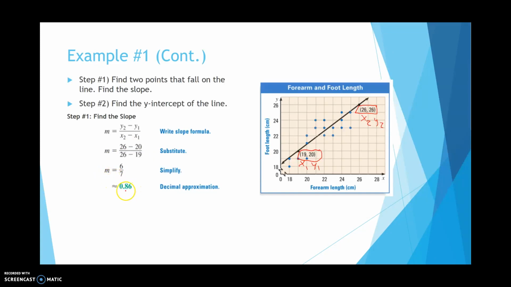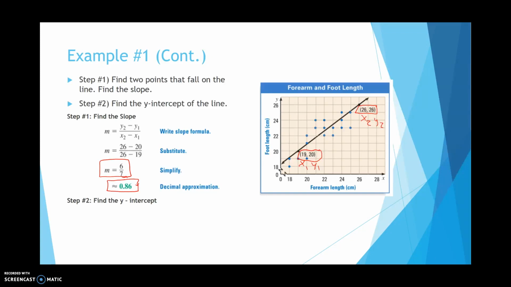Now they did make this become a decimal. We've been working a lot with fractions, but for graphing situations like this, working with line of best fit, the decimal is going to be more helpful when you're finding the equation of the line, and you'll see why in a minute. You can use a calculator for this. So we found our slope, which is m equals 6/7, which becomes a decimal of 0.86.